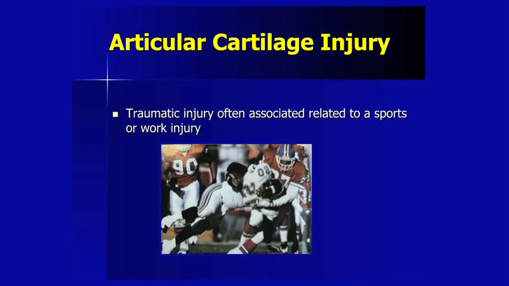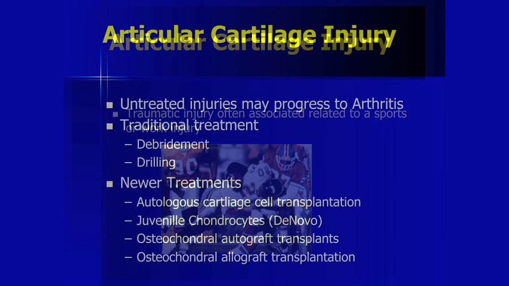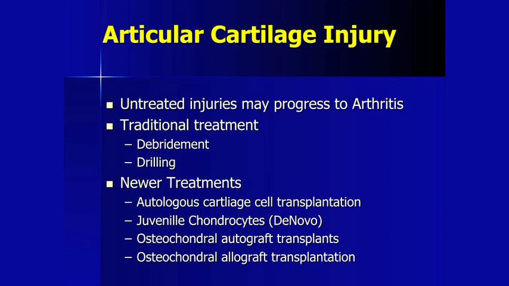Traumatic injuries of the cartilage are often from a sports or work injury or a car accident. Untreated injuries can lead to arthritis. Traditional treatment is debridement and drilling. Newer treatments include cartilage cell transplantation. Juvenile chondrocytes use cartilage cells from neonates to heal defects, which people believe have better healing potential.